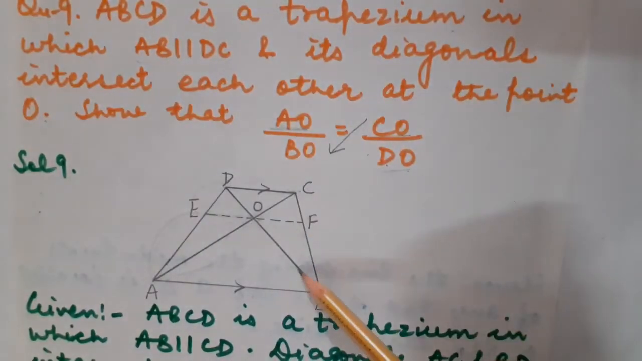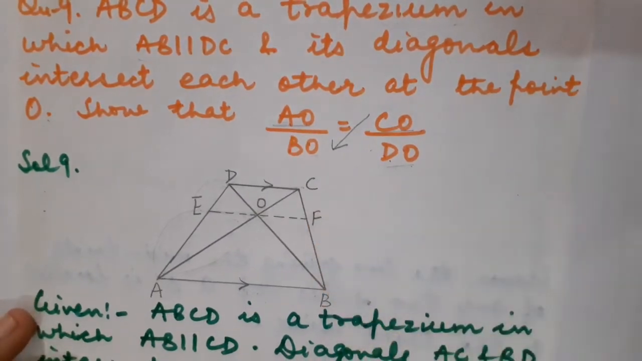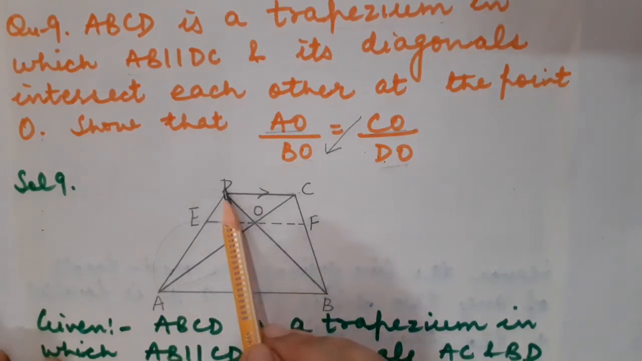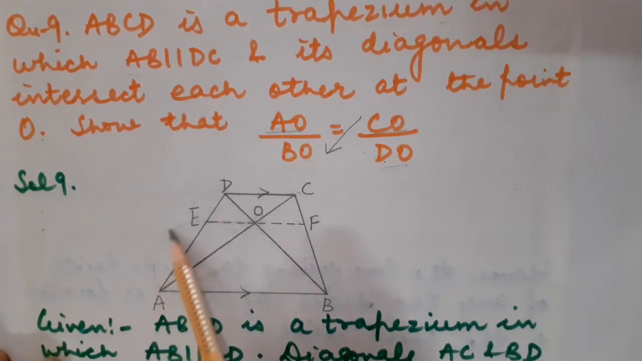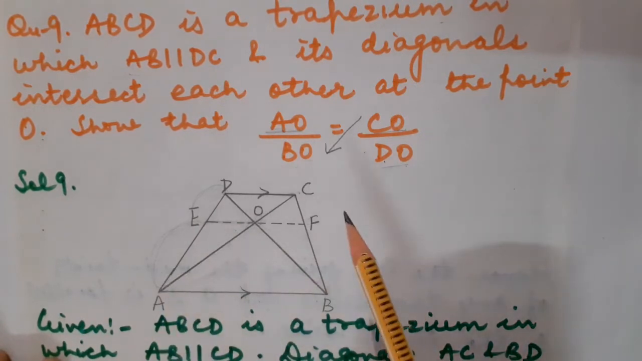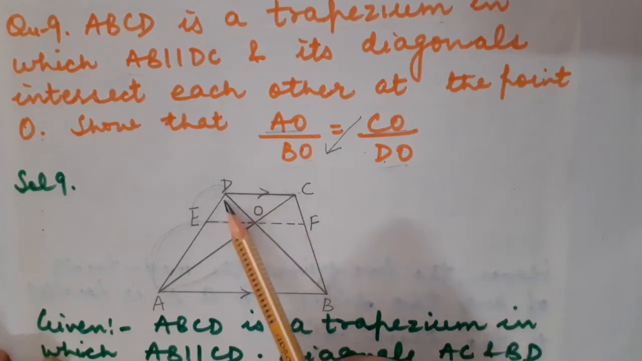Now I want BO and OD. So which triangle should I choose? I will be choosing triangle ABD. There is a reason behind it. Why? Because OE is parallel to AB. Correct? So I can apply BPT now. That would be AE upon ED is equal to BO upon OD. So I got AE upon ED in the first equation also, and now also I am going to get it. So what does it imply? It implies that AO upon OC must be equal to BO upon OD.